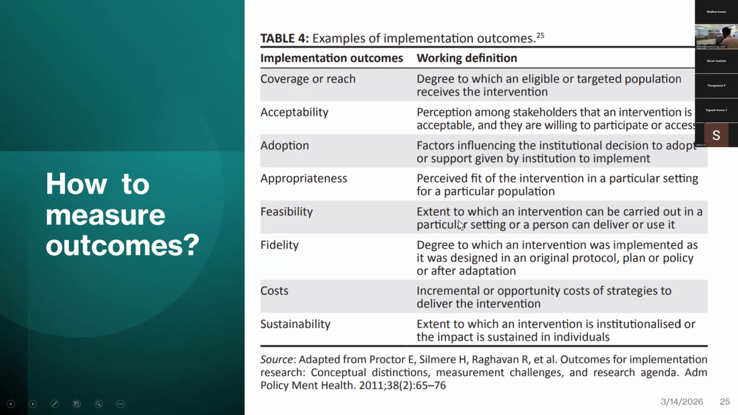Feasibility aims to find out the extent to which the intervention can be carried out in a particular setting and by a person who can deliver or use it. And fidelity is nothing but measuring how well the intervention was implemented as it was designed in the original efficacy protocol. And a good implementation study should also measure the costs involved in implementing the study and the sustainability of the intervention in the long term.